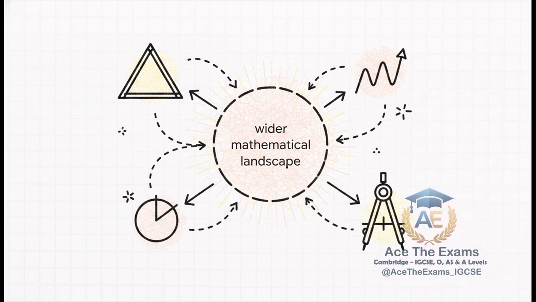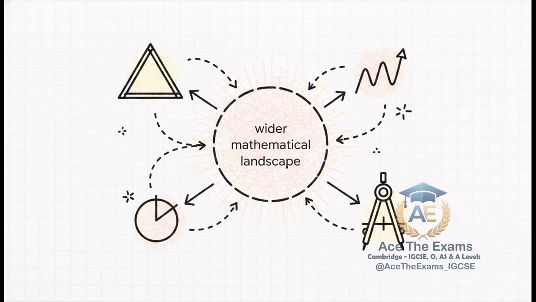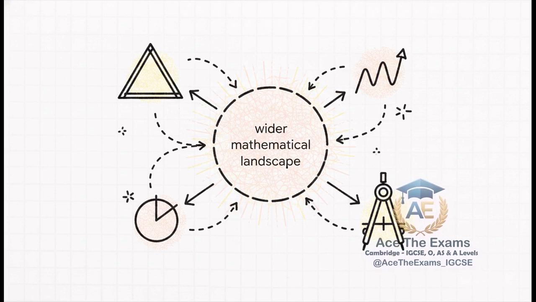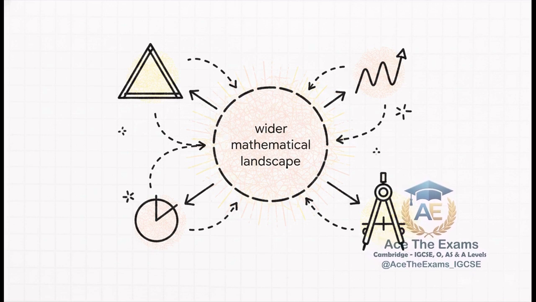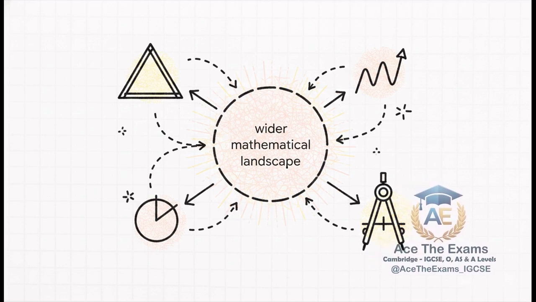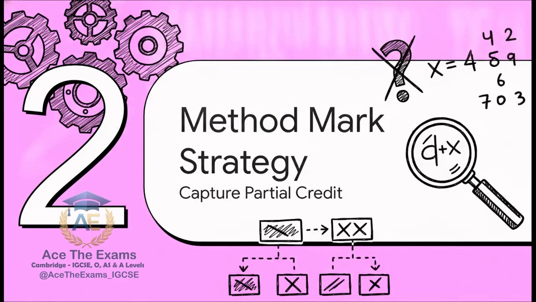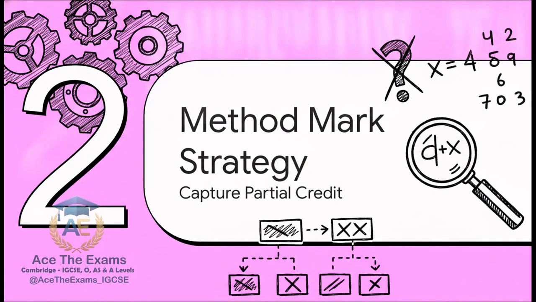Think about it. The chain rule doesn't exist in a vacuum. It connects to kinematics. It connects to rates of change. It connects to finding stationary points. It is about seeing the wider, interconnected mathematical landscape, not just the isolated algebra problems sitting right in front of you on the page. Let's move to Section 2, the method mark strategy.